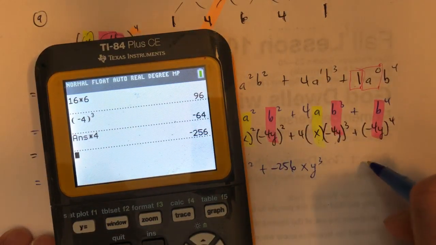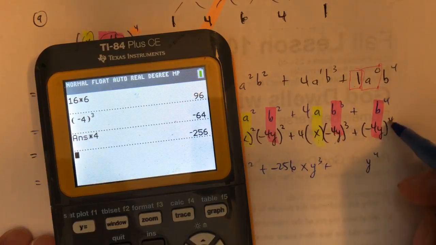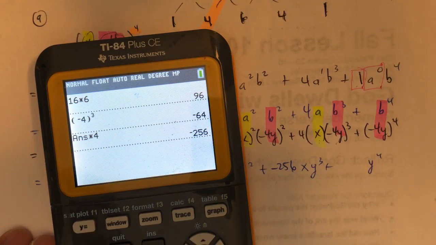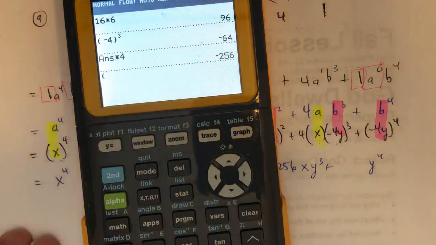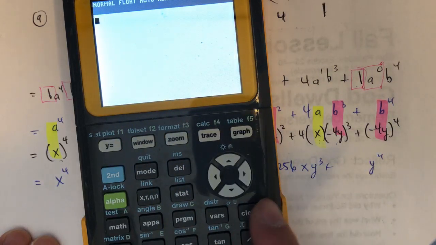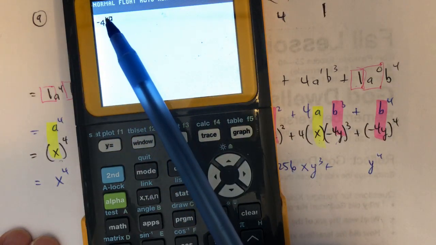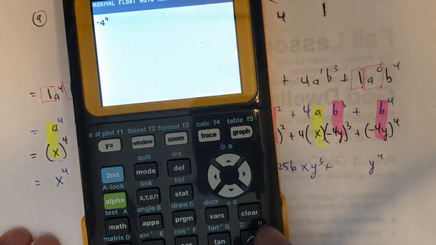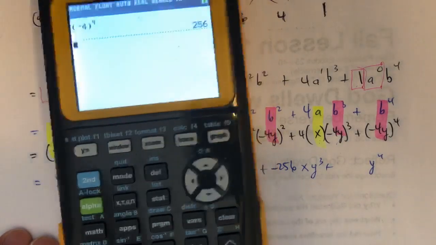And then here, this one's going to be y to the 4th. Negative 4. Okay, this would be wrong. Don't put negative 4 to the 4th power. This reads it as negative 4 to the 4th power. But what I want, sorry, the last one reads it as 4 to the 4th power, and then take the opposite of that. I want negative 4 to the 4th power. That gives me 256.